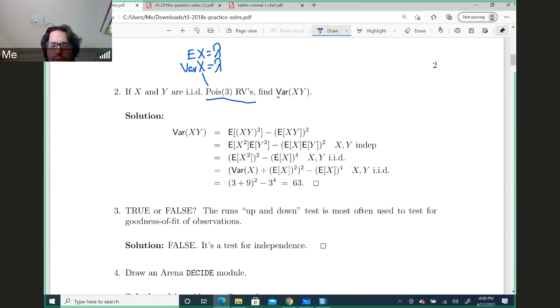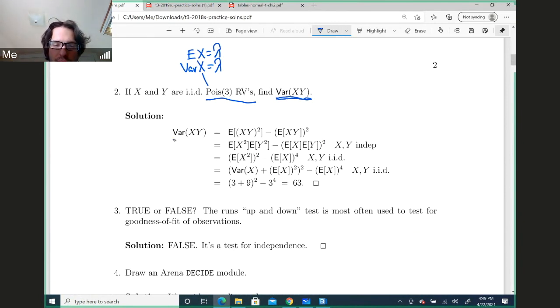However, we're told to find the variance of X times Y. And this is maybe a little bit tricky. The trickiest step I'll show in a second, but this solution here does a pretty good job of explaining it, but I'll go through it line by line anyway.